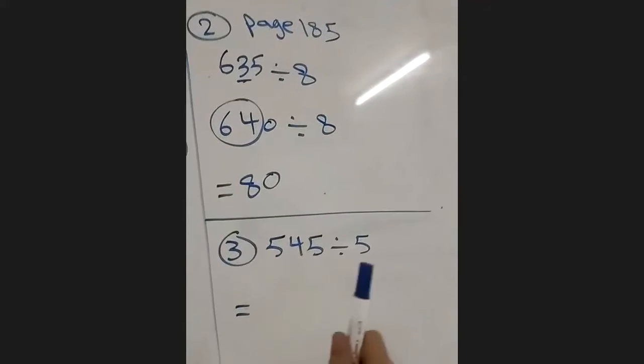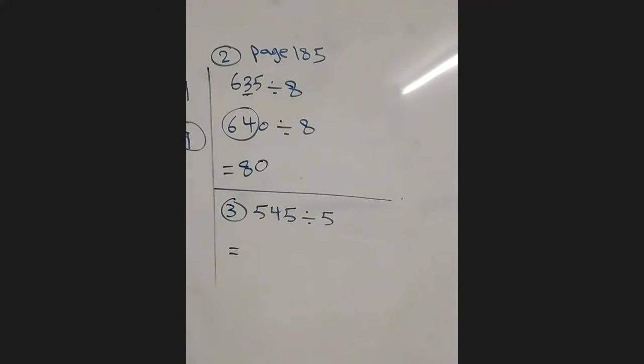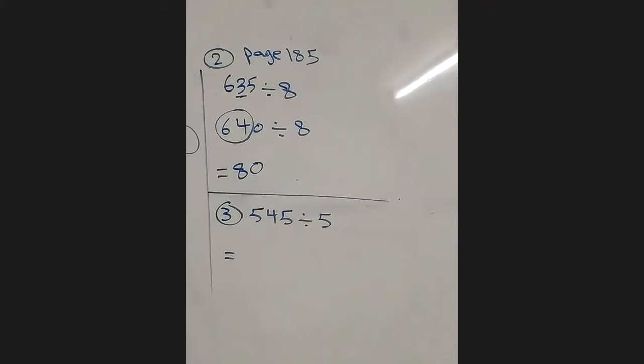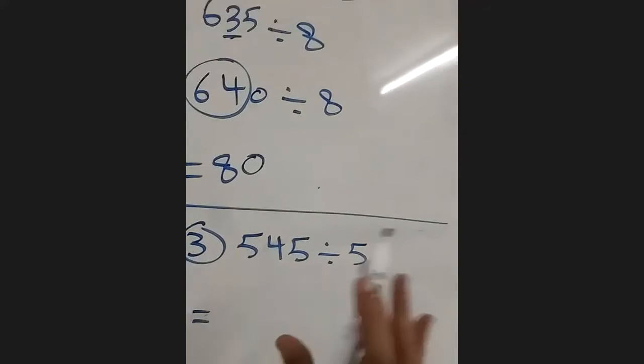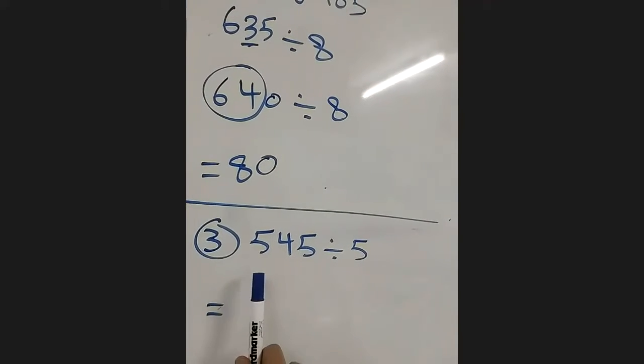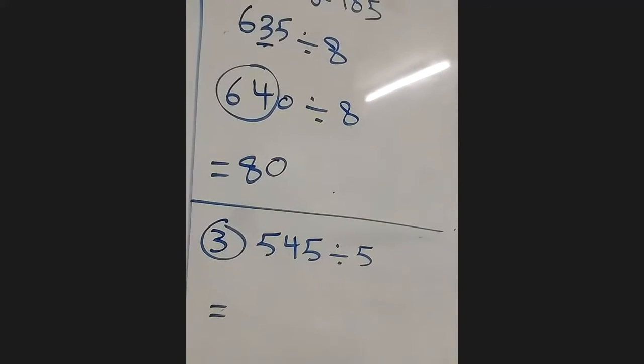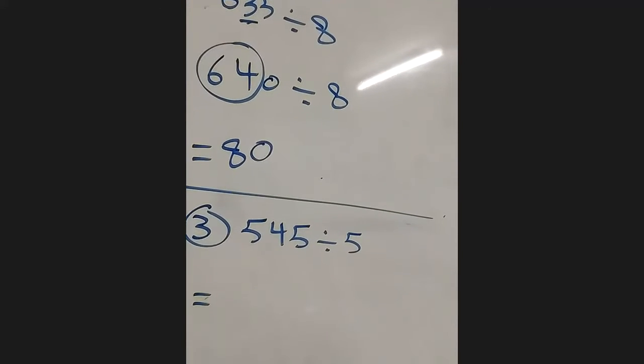I will select Abdullah Qassam. Yes, Mr. Abdullah, can you help me in estimating by rounding here? 545 divided by 5. What do you want to round? 5 or 4 or 5? What do you want to round? The 4. You want to round the 4.